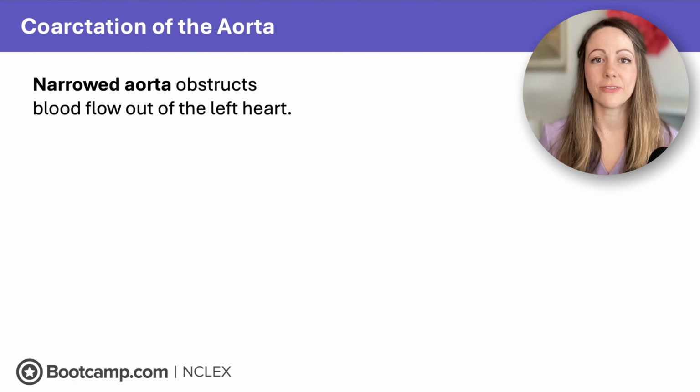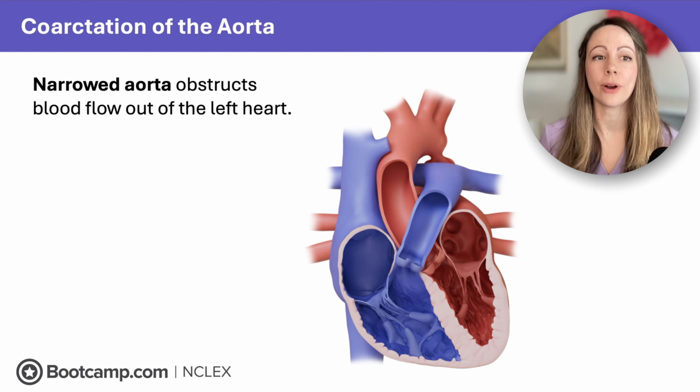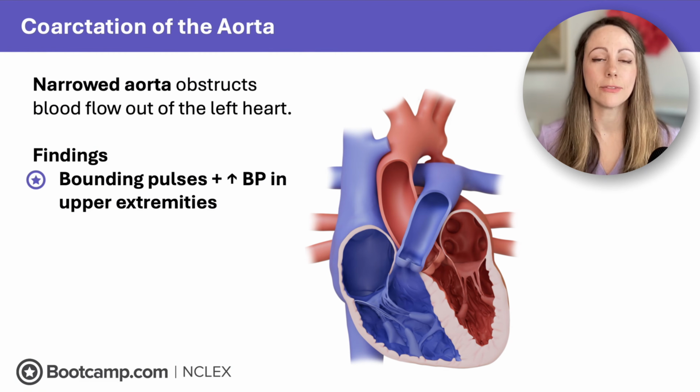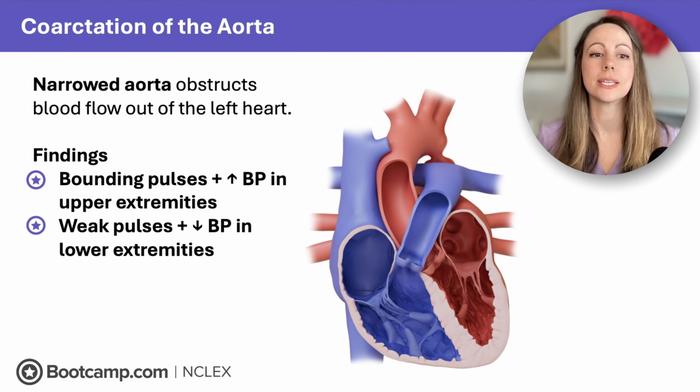Now for obstructive defects, we see coarctation of the aorta, and that's when there's a narrow aorta that obstructs blood flow out of the heart. So think of this as a kinked garden hose. Close to the kink or defect, there is increased pressure. So we see bounding pulses and increased blood pressure in the upper extremities proximal to this defect. Then we see weak pulses and decreased blood pressure in the lower extremities distal from the defect.